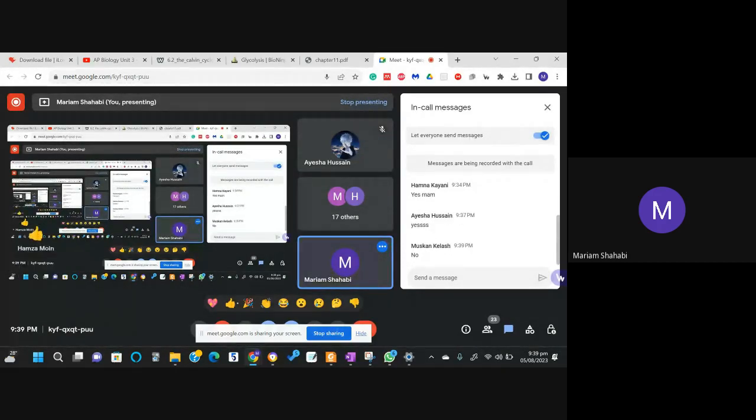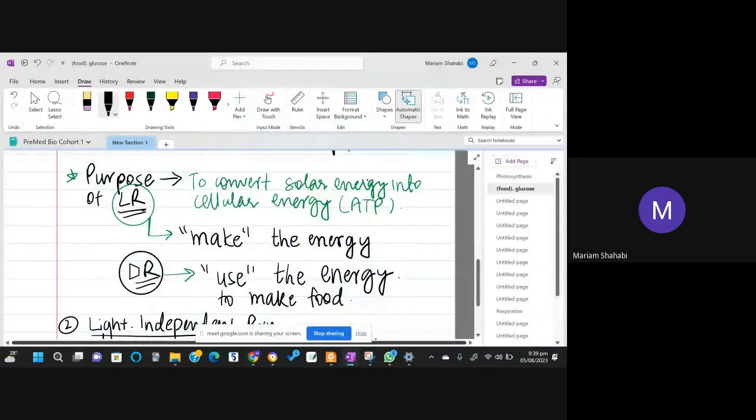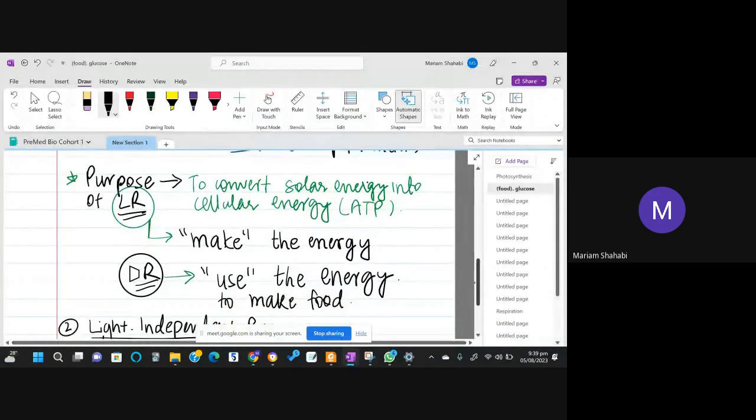Okay. So the purpose of the light reaction is to convert the energy of sunlight into cellular energy, ATP. So it takes the sun's energy and converts it into the cell's energy. In other words, you're making the energy. Now I know you can't make energy, but for understanding we can say that the form in which the cell uses energy is ATP. So how we harness the sun's energy into ATP is what happens in the light reaction.